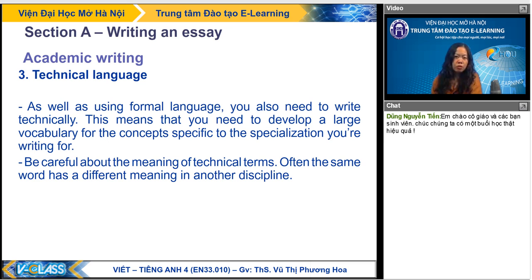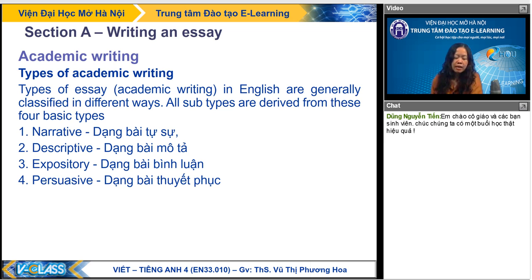Okay, I've just talked briefly about some features of academic writing. Here are some types of academic writing. In English, types of essay are generally classified in different ways, or subtypes are derived from these four basic types: narrative, descriptive, expository, and persuasive.